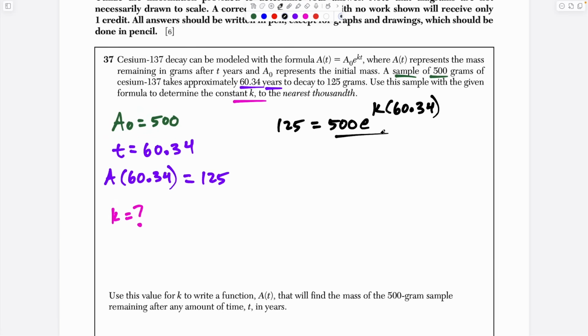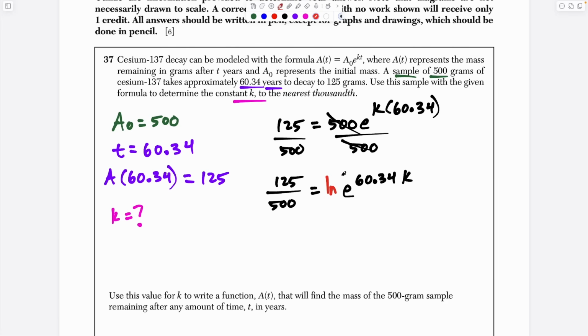The first thing we could do here is just divide both sides by 500. So I'm going to divide by 500 on both sides, and we get 125 over 500 is equal to e to the 60.34 times k. For this one, I'll show another way to do this later, but I'm doing this algebraically. To get rid of e, we have to think of the opposite of e, and the opposite of the function e is the natural log. So I could take the natural log of both sides.